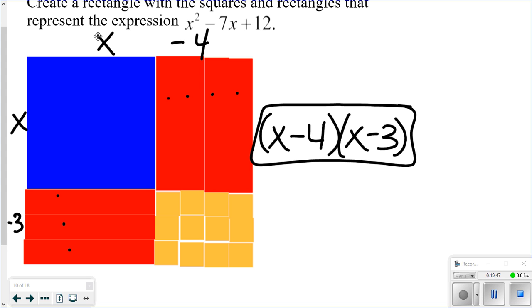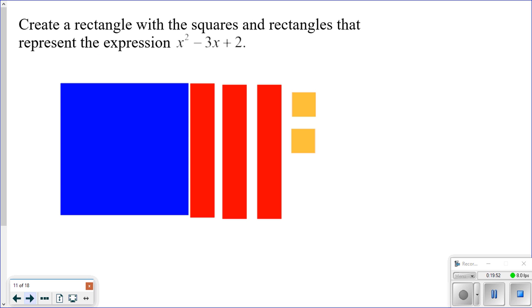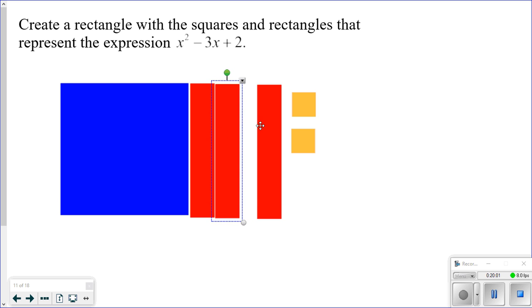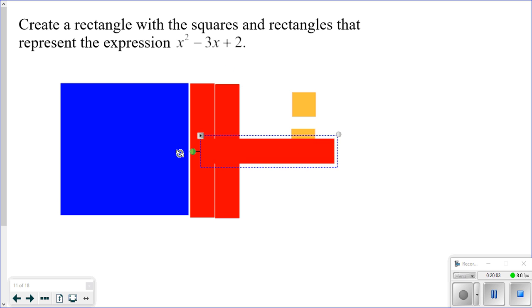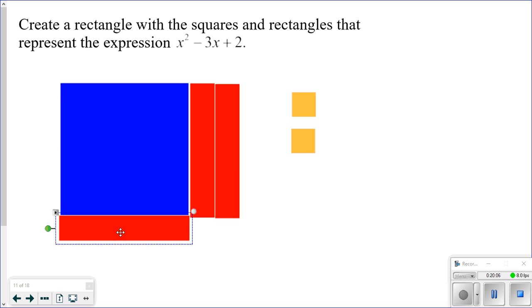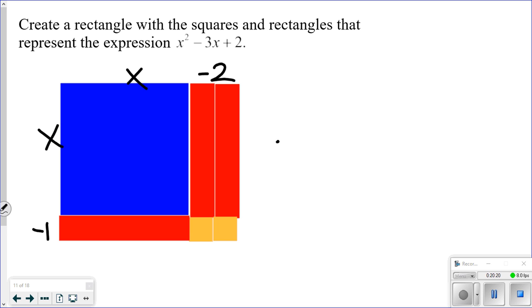So we're still factoring, we're just not pulling out the GCF anymore. It's a different kind of factoring. All right, try this one. So our two factors, x and a -2, x and a -1.